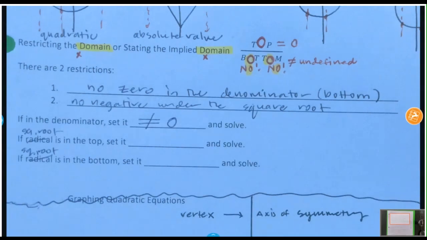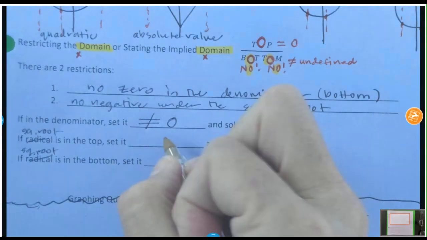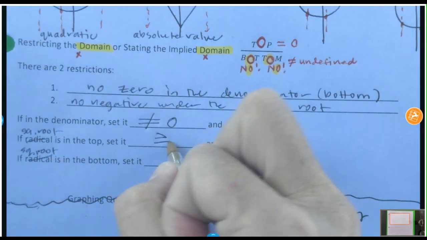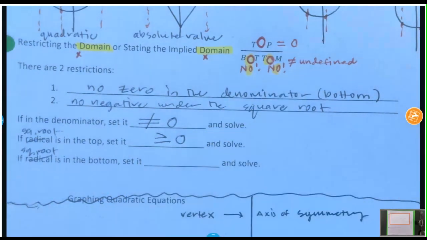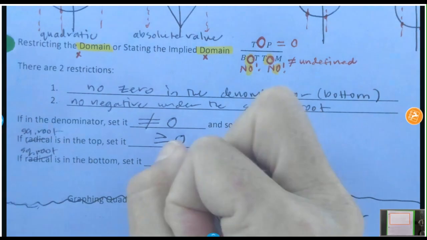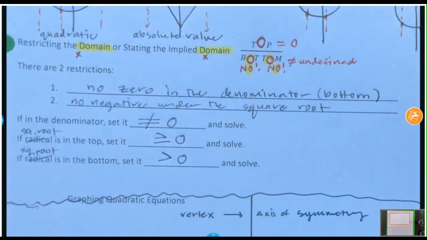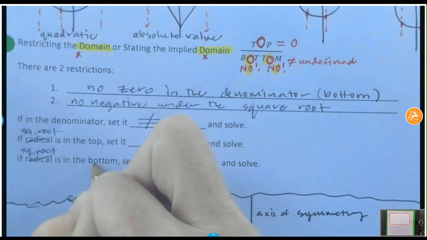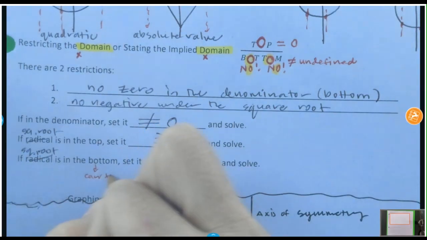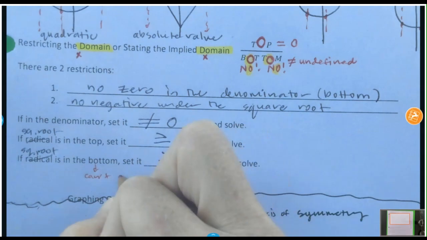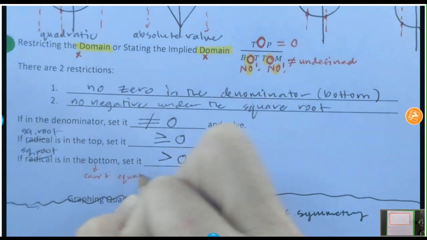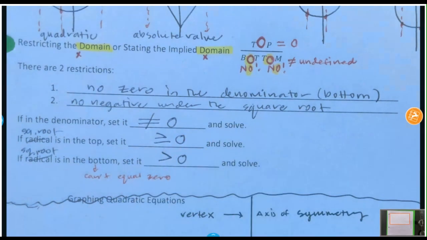If the square root is in the top, you set it greater than or equal to 0 and you solve. But if it's in the bottom, you set it strictly greater than 0 and solve. And the reason is, if it's in the bottom, we know it can't equal 0 because that goes to restriction number 1.